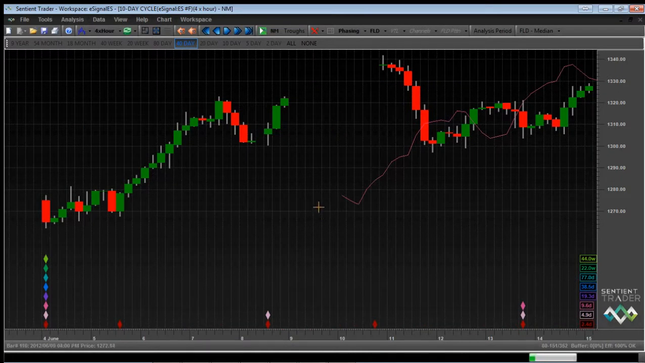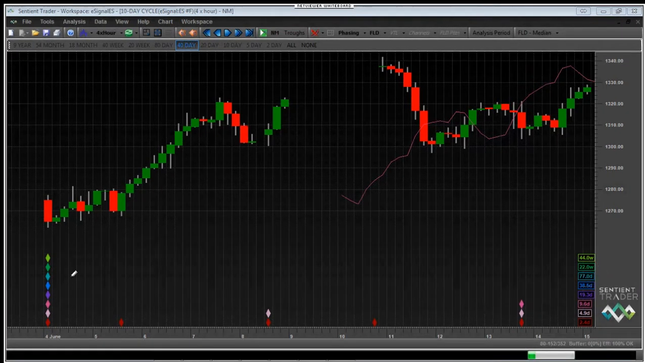And I'm trying to find that first 10-day cycle. I don't have enough data there, so let me go to the 4-hour chart. Here we go. It's kind of a funny scale, but let's very quickly, and I'm going to rush this a little, look at the first 10-day cycle in the S&P 500 following the 4th of June trough.